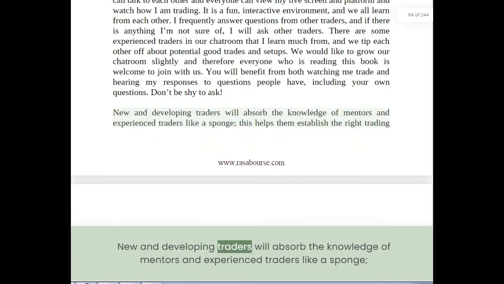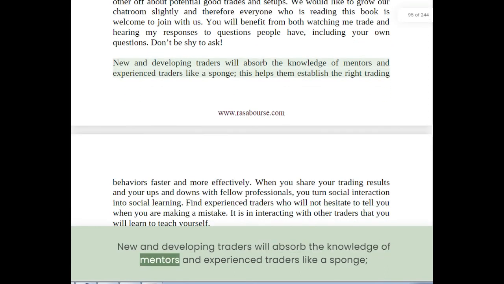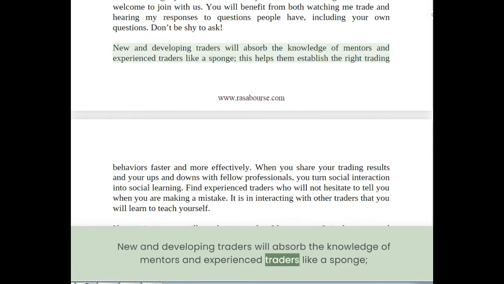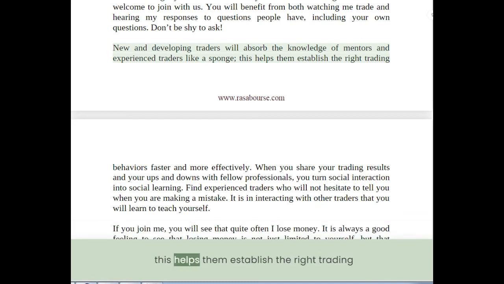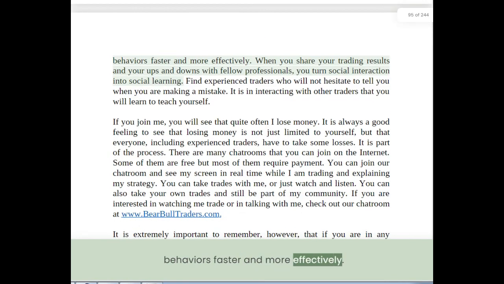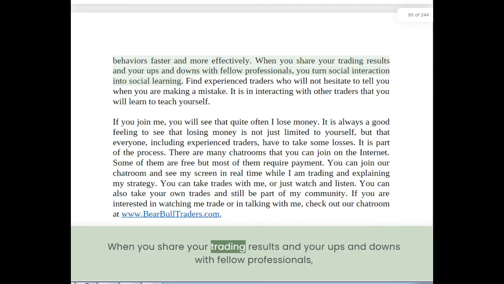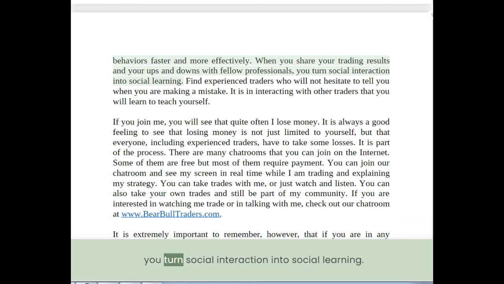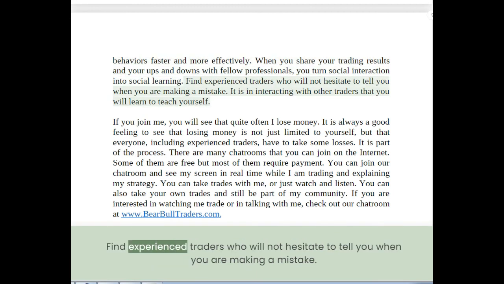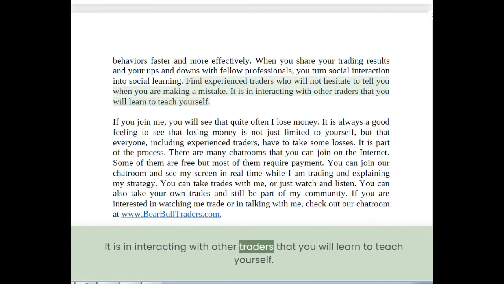New and developing traders will absorb the knowledge of mentors and experienced traders like a sponge. This helps them establish the right trading behaviors faster and more effectively. When you share your trading results and your ups and downs with fellow professionals, you turn social interaction into social learning. Find experienced traders who will not hesitate to tell you when you are making a mistake. It is in interacting with other traders that you will learn to teach yourself.